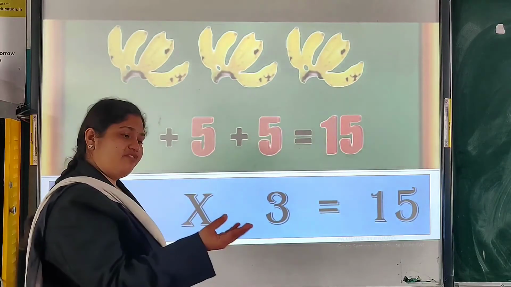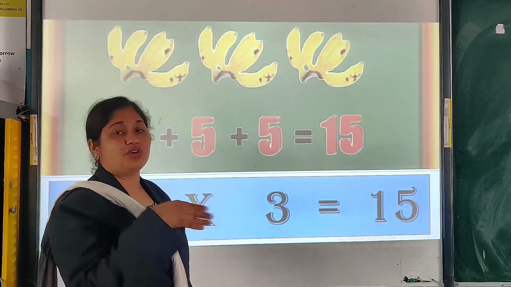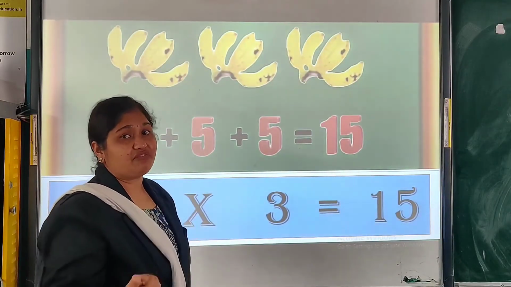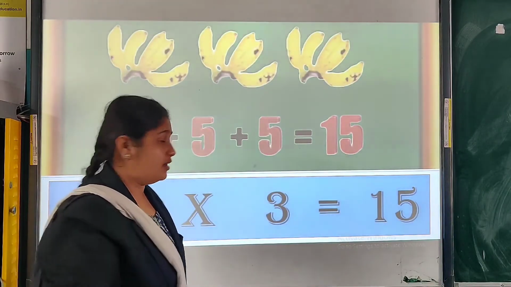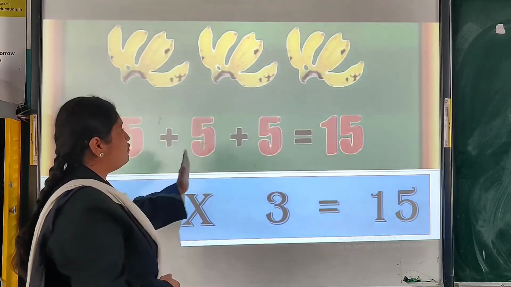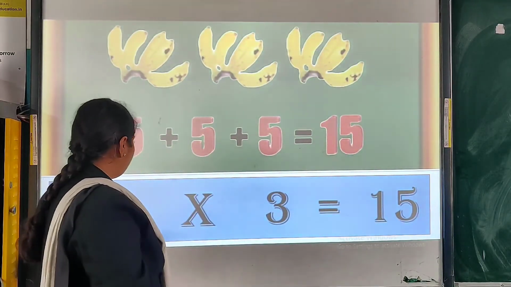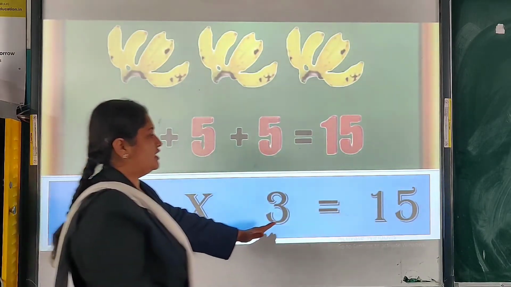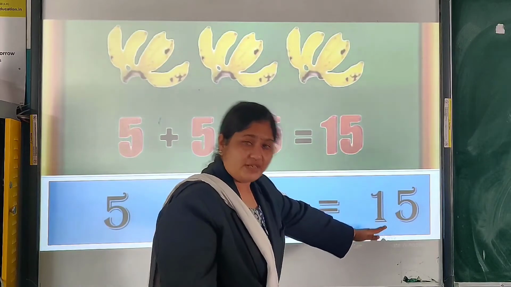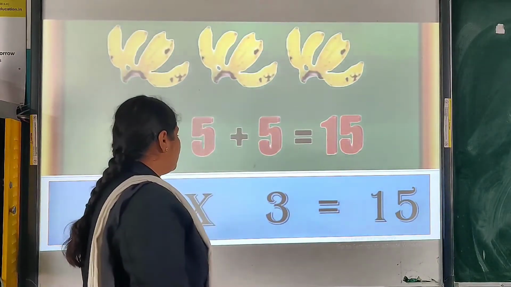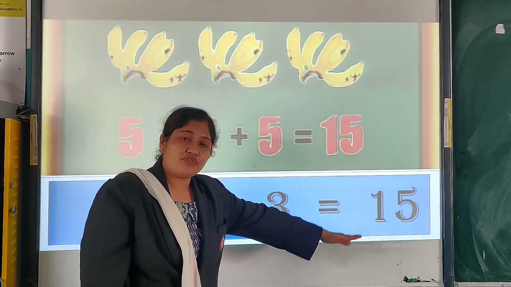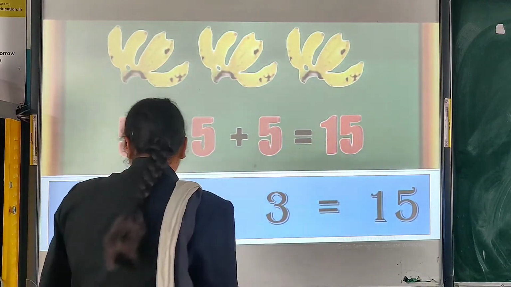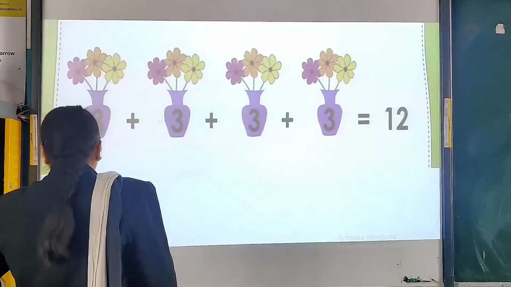Right? So, the easy method is, instead of doing this addition, you can do directly the multiplication. If you add 5, it will be 10. Then if you add 5 more, it will be 15. Okay? So, instead of doing this addition, simply you can do the easy way. 5 multiplied by 3 is equal to 15, right? 5 multiplied by 3 is equal to 15. Okay, let us see the other example.